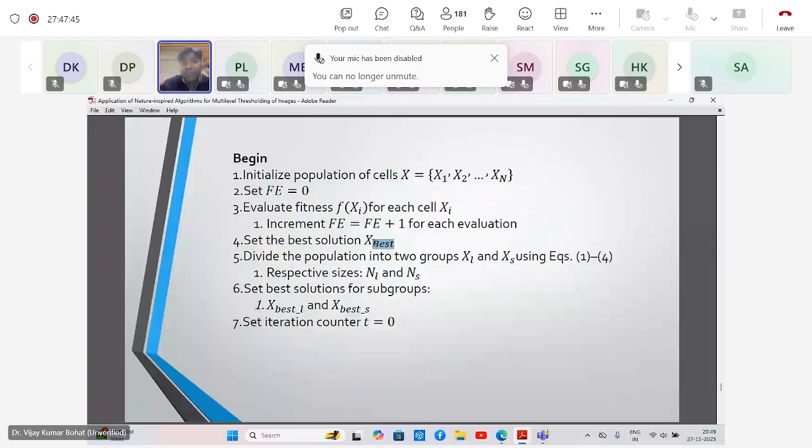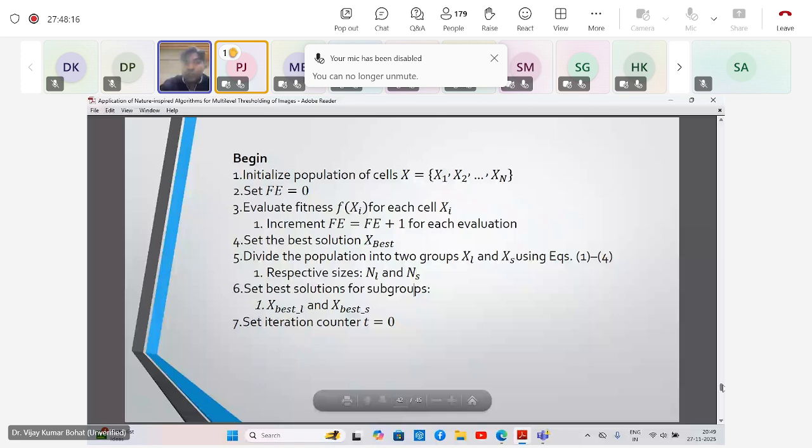Okay. And then we divide the population into two groups, light region cells and shaded region cells, using equations 1 to 4 that I've shown in the slides. The respective sizes will be NL and NS. And then again find the best solutions for the groups, X best L and X best S. Among the groups, we find the overall X best, the best of light region cells and best of shaded region cells. We initiate the iteration counter T equal to 0. And then we start the loops.